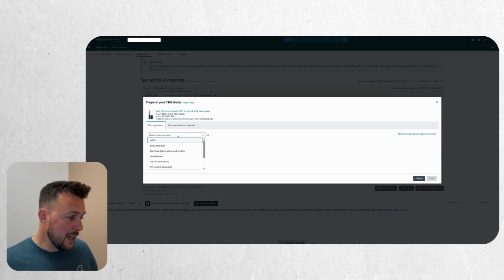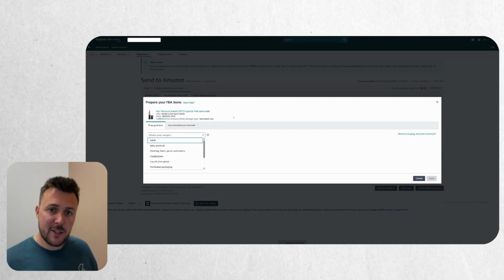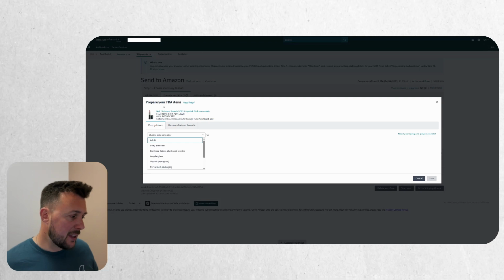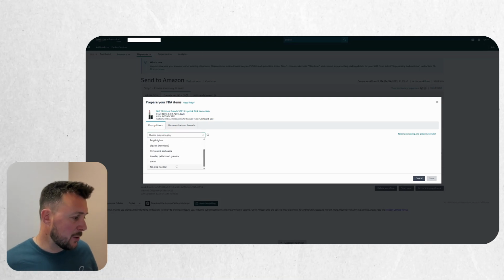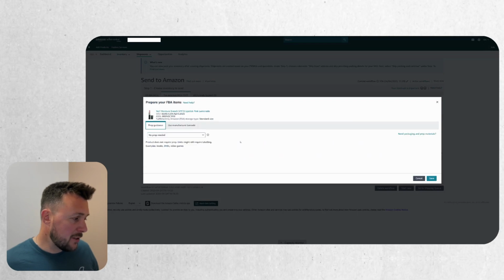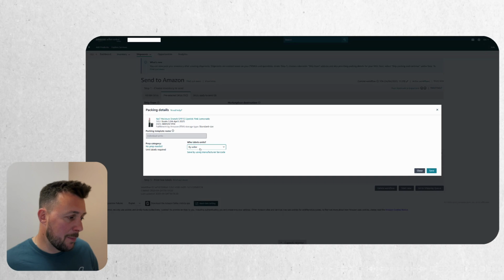So just quickly, products that are liquids or powders or things like that need to be bagged. Glass products need to be bubble wrapped, and fabric items need to be bagged, things like that. But with this particular product, it's not a liquid or anything, so it doesn't require any prep. Then we say use manufacturer barcode, and then we can hit save, and Amazon's then going to ask us who's going to be applying the labels.